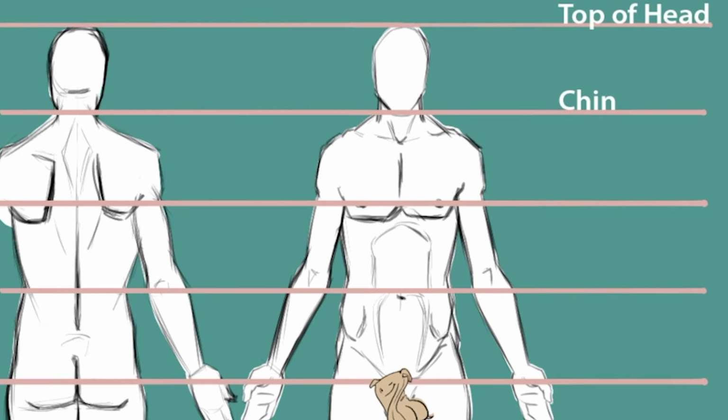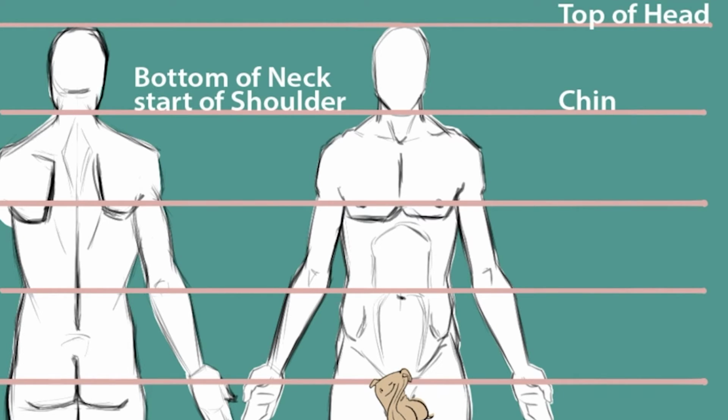The first two we have are the top of the head, of course, and the chin. These are the two points that we already know, since we're using the head as a measurement. Everything else is going to be our landmarks. If we look over at the backside, the chin line is also going to be known as the bottom of the neck and the start of the shoulder from the back.